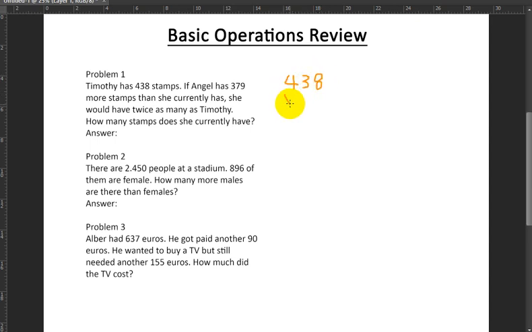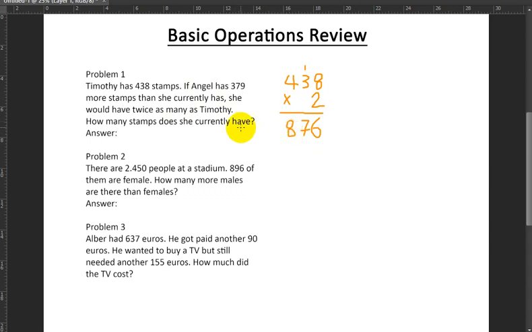So let's find out how much that is. 438 times 2. To find how many stamps Angel would have if she had another 379. 2 times 3 makes 6, plus 1 that I carried over makes 7. 2 times 4 makes 8. So this is how many stamps Angel would have if she had another 379 than what she already has.